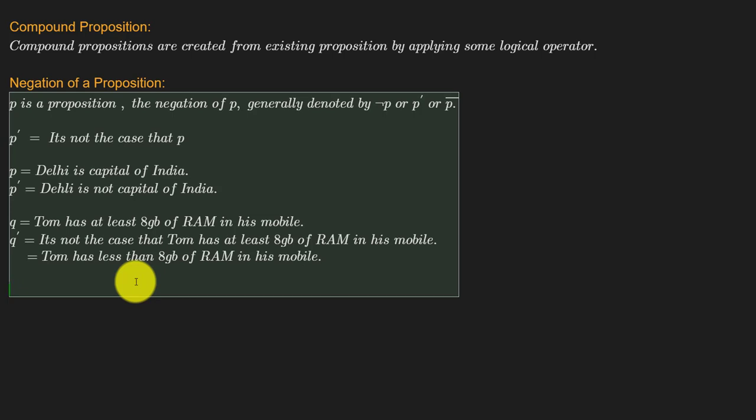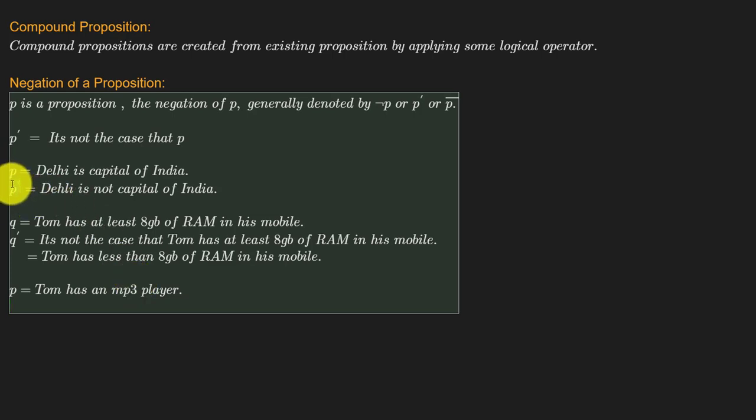Okay, let's take a couple more examples over here. If I say P equals Tom has an MP3 player, it is very easy to make its negation. So what will be the P prime over here? P prime will be, Tom does not have any MP3 player.